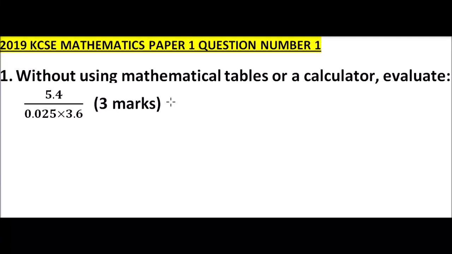So welcome to 2019 KCSE Mathematics Paper 1, question number 1. In this question we are told, without using mathematical tables or a calculator, evaluate 5.4 divided by 0.025 multiplied by 3.6. You get yourself 3 marks.